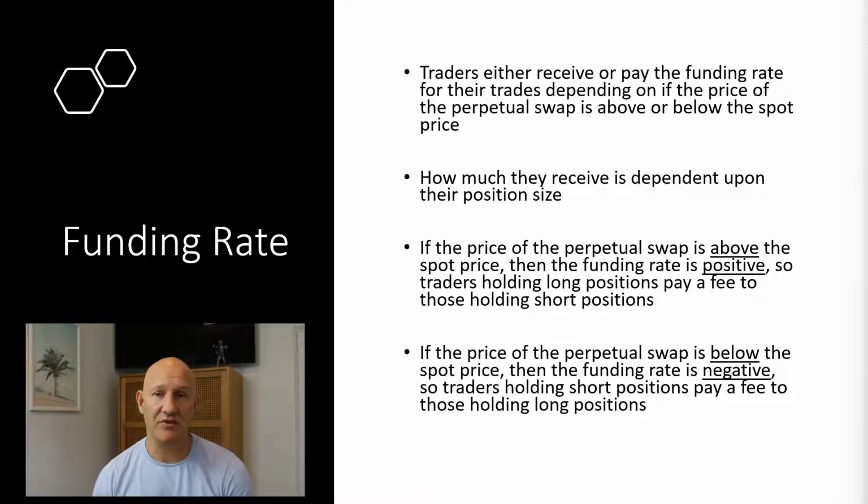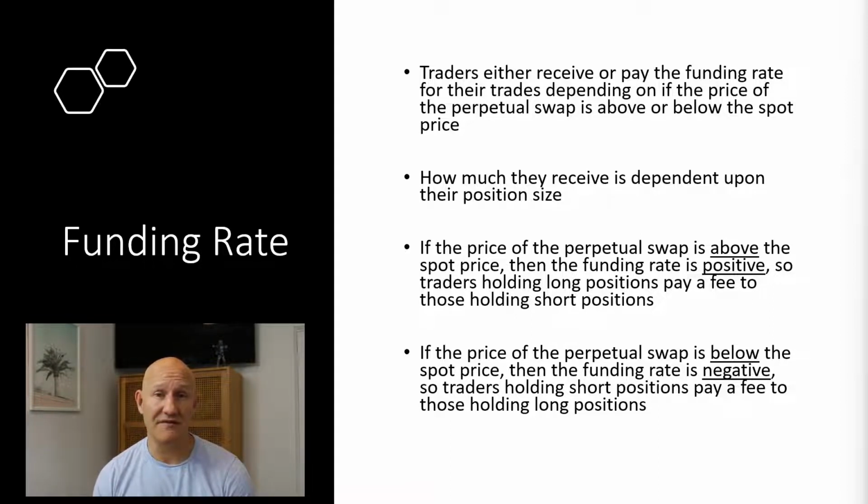So to give some examples, if the price of the perpetual contract is above the spot price of Bitcoin, that means that there's a positive funding rate. And this means that traders who hold long positions have to pay a fee, the funding rate, to traders who hold short positions. And the opposite's also true.